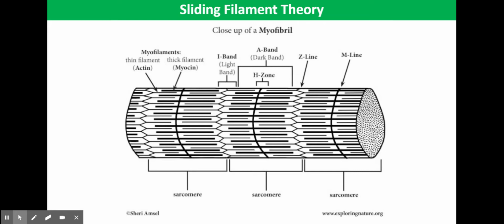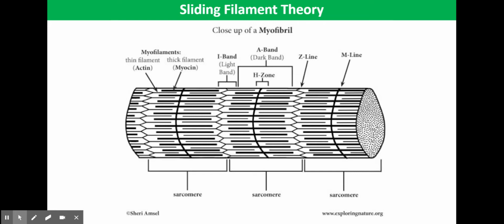Myofibrils are contractile units of skeletal muscle and contain two types of protein filament. Thin filaments, which are aligned to make up the light band, are held together by the Z line, and thick filaments make up the dark band. The thin and thick filaments overlap, but in the middle of the dark band there is no overlap. This is called the H zone.